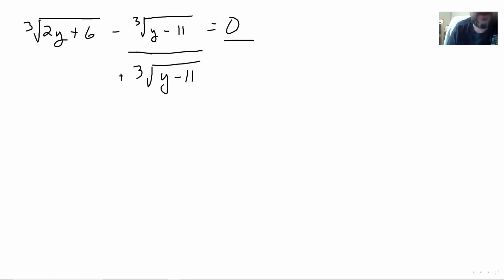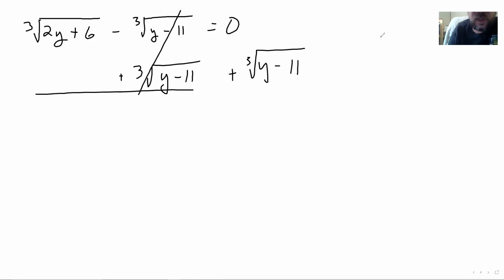It looks like I'm dividing that. Let me get rid of that. I don't want to give the wrong impression in the video here. Y minus 11. So here they cancel. Here I'm left with the third root of y minus 11.